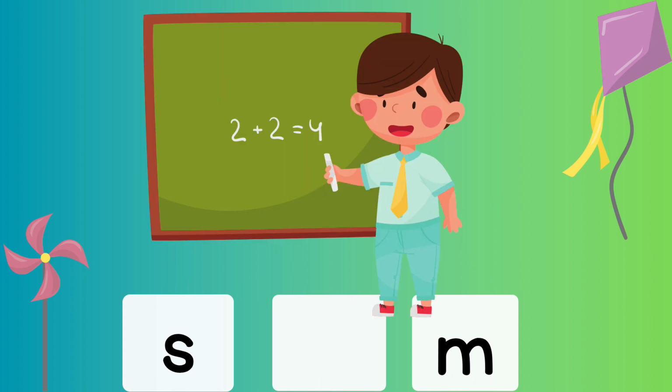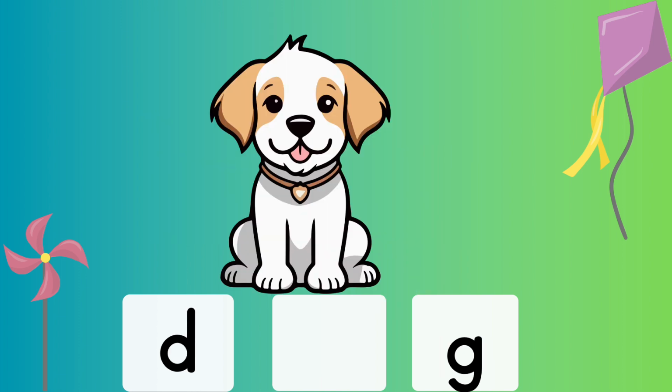Some, some. Which sound is it? Well done. S-A-M. Some. Dog, dog. Which sound is missing? Well done. O. D-O-G. Dog.